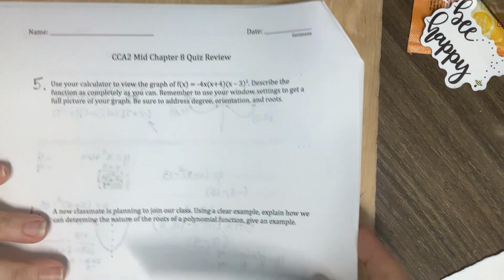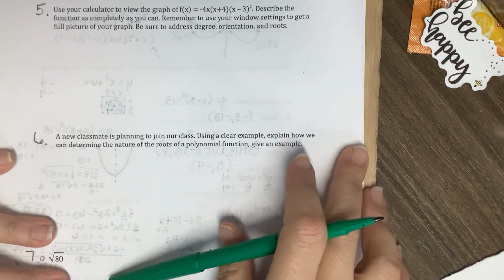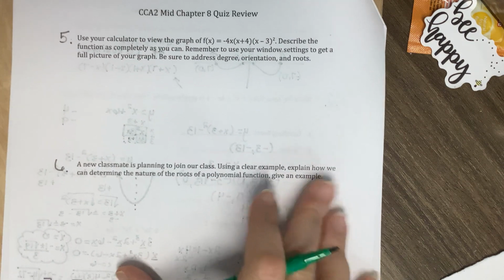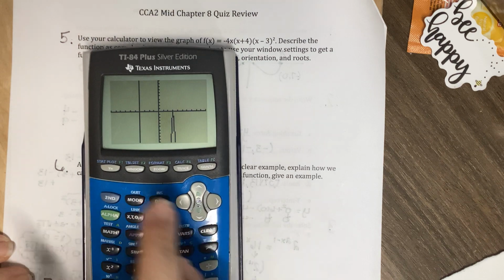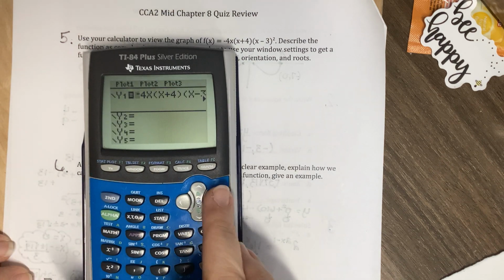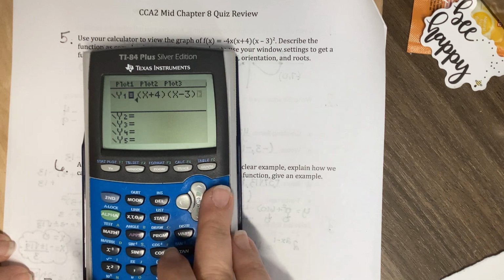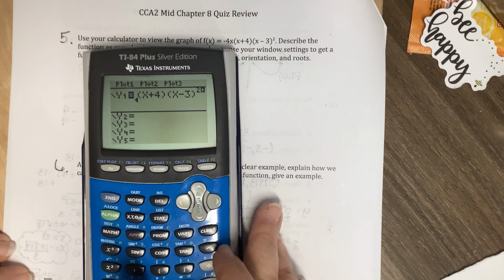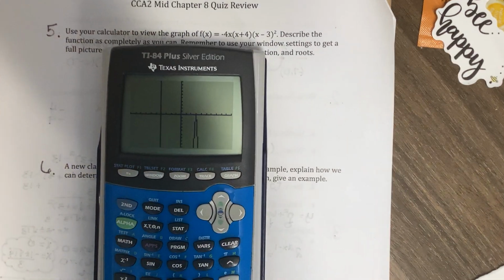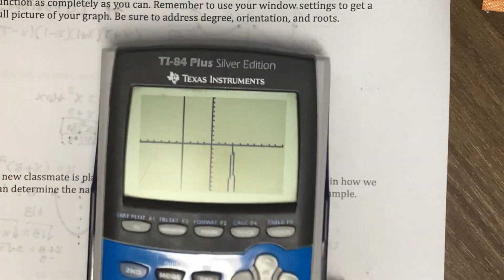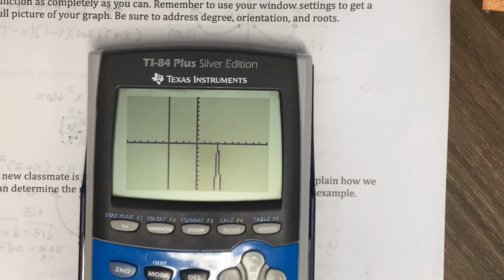All right, number 5, use your calculator to view the graph. So first, let's do that. Okay, now I do have this already typed in, negative 4x times x minus 4 times x minus 3 squared. But when I graph it, it looks kind of, well, ugly. That does not help me. This is not a helpful graph.